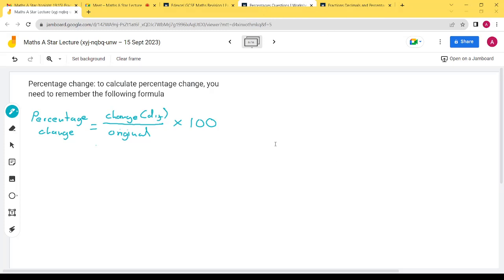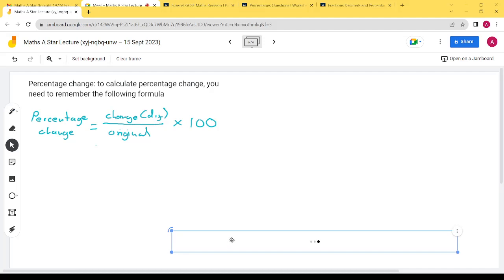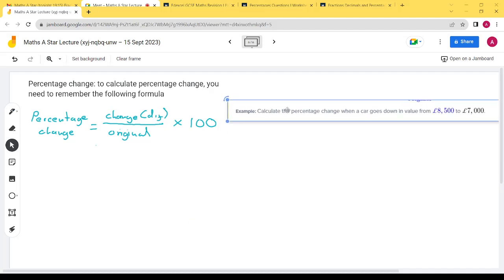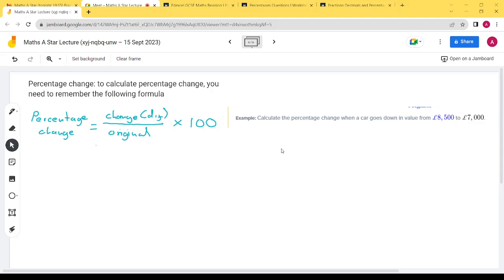But let's give an example of a question here. And this equation, it works whether something has gone down in value or up in value. The important thing is you have the correct original. So we've got here, calculate the percentage change when a car goes down in value from 8,500 to 7,000. So first of all, we want to calculate our change or our difference. So change equals 8,500 minus 7,000, and so equals 1,500.